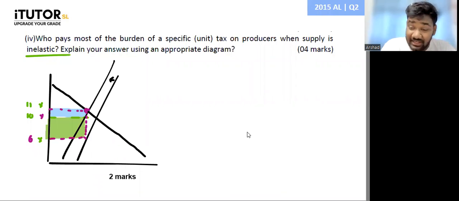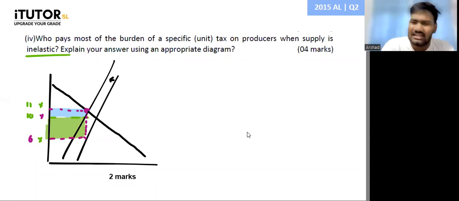Here they are saying inelastic supply, so you have to draw inelastic supply. Now this diagram can be so much different. They can say elastic supply, they can say perfectly elastic supply, they can say this, they can say that. And there are a lot of questions that we will do on this area in the fast track class. So others also keep that in mind.